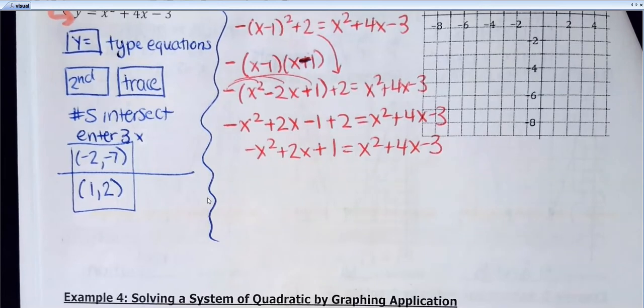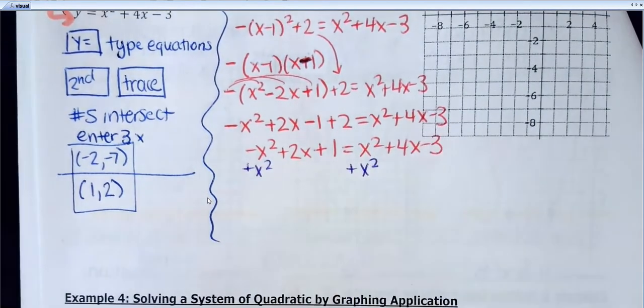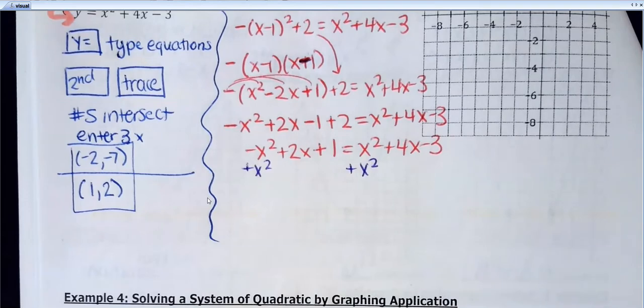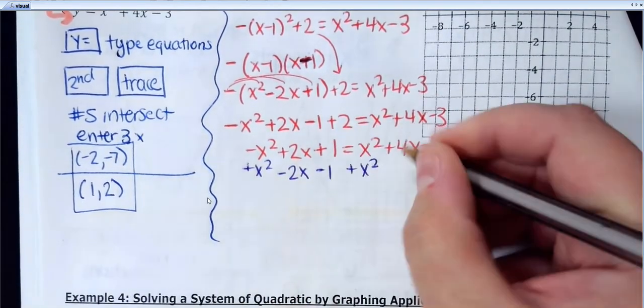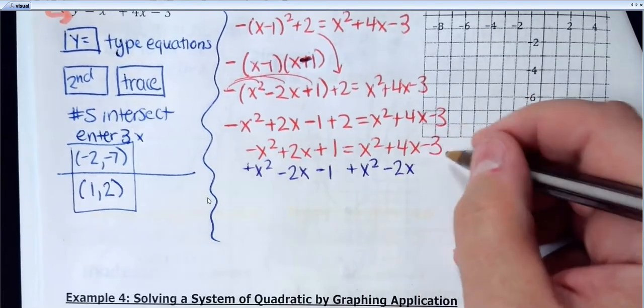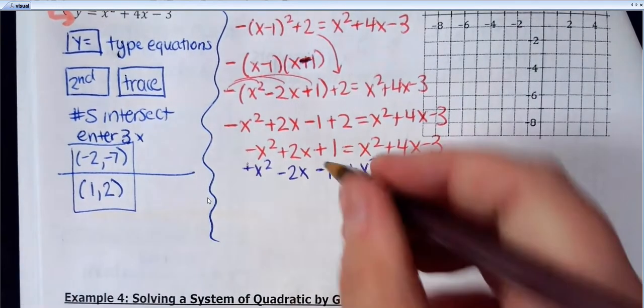Don't everyone volunteer at once. If I'm trying to solve a quadratic, what should I do? Get it equal to 0. Okay, now, the other thing I would really recommend to make it easier is to keep your squared term positive. So I'm going to add this x squared to the other side. That'll keep my squared term positive. The linear term and the constant don't matter. So I'm going to move the 2x and I'm going to move the 1. The 2x I'm going to subtract, the 1 I'm also going to subtract. Then what I would be left with is 0.